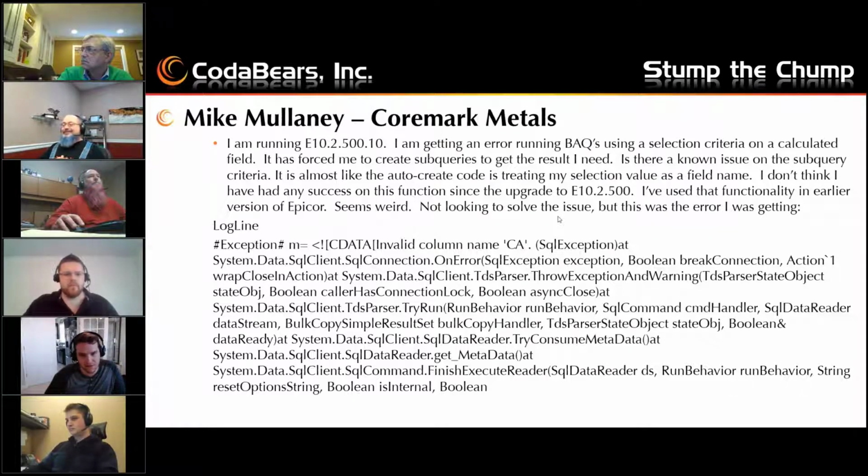The auto create code is treating the by-selection value as a field name. So it looks like whatever you're putting in your calculated field, it is either missing single quotes or treating it as a literal column name. We would have to see the actual BAQ probably. And I don't think they can share that with Cormark Metals.